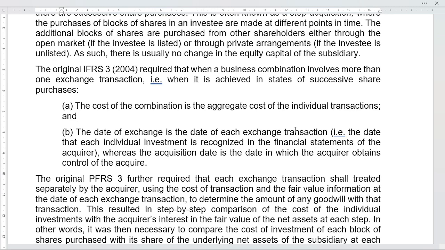Yung date na exchange is the exact date ng transaction. Or this is where the acquirer takes control of the acquiree, or this is the closing date kung saan ita-take over na ni acquirer yung control from the acquiree.